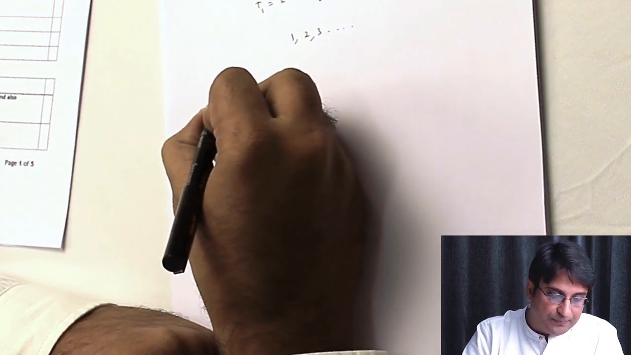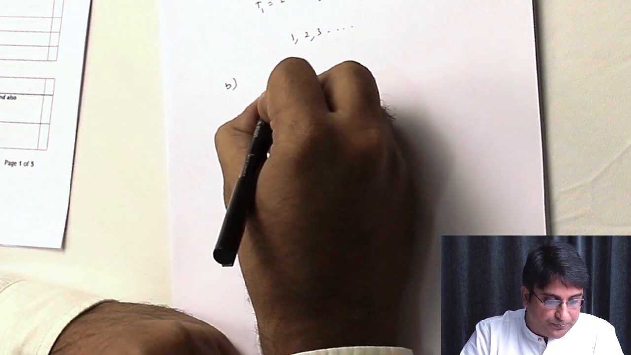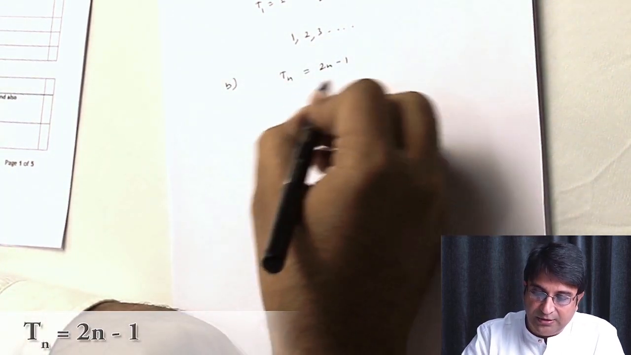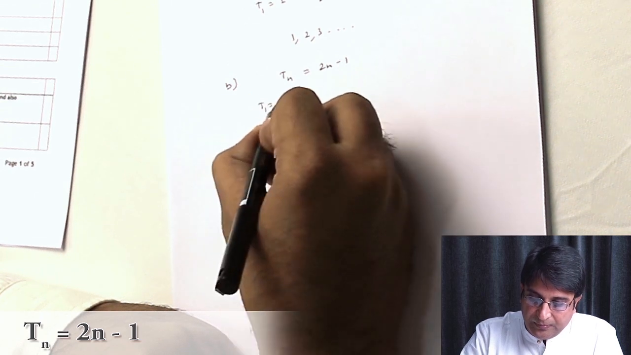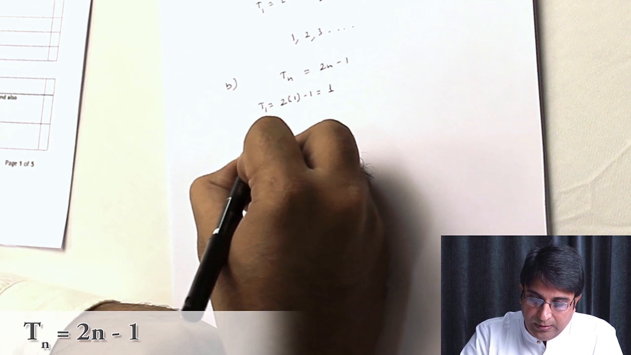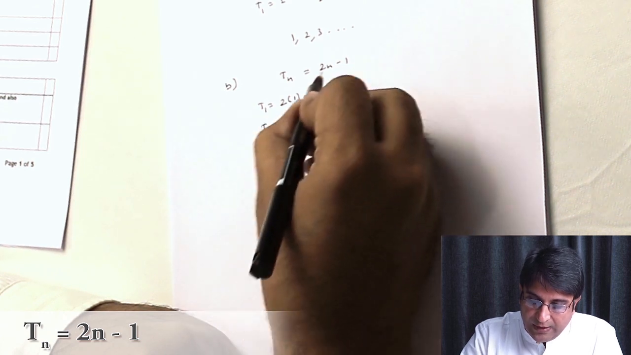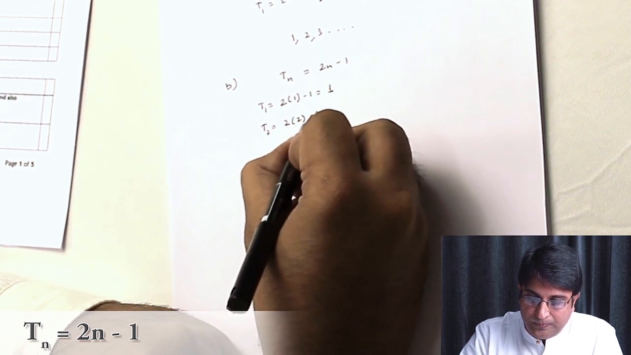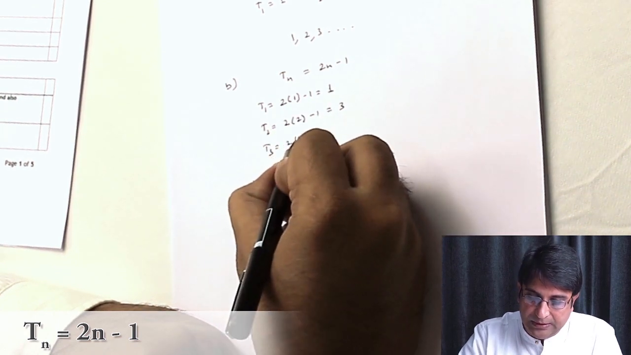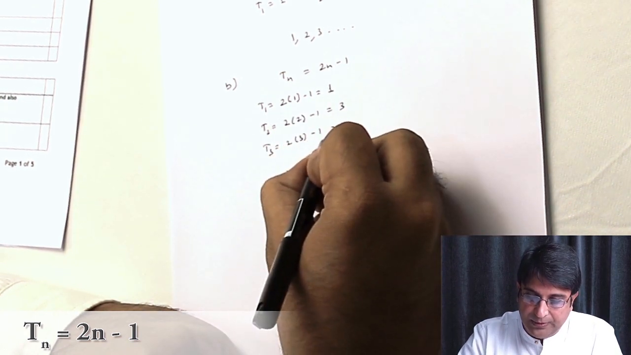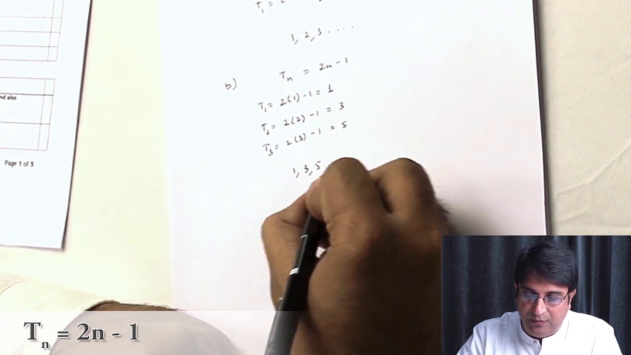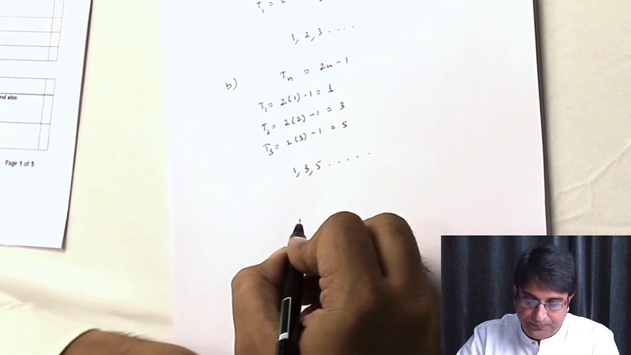Let us now look at the second problem. Tn is 2n minus 1. So let's generate the terms. The first term, instead of n you put 1. It comes down to 1. Second term, instead of n I'll put 2. It comes down to 3. Third term, instead of n I'll put 3. I'll get 5. So what is the sequence? 1, 3, 5, and so on.